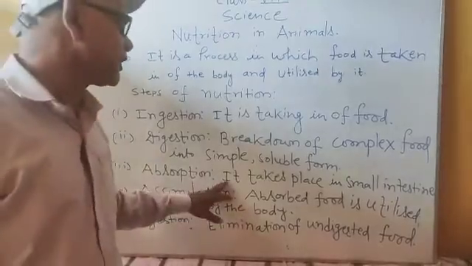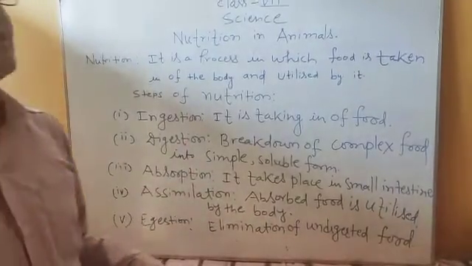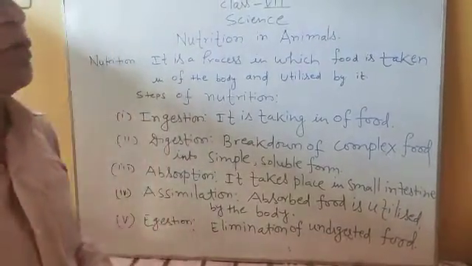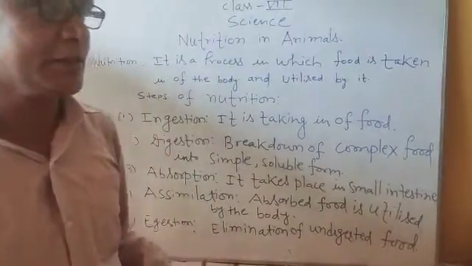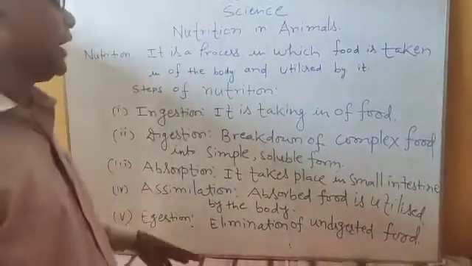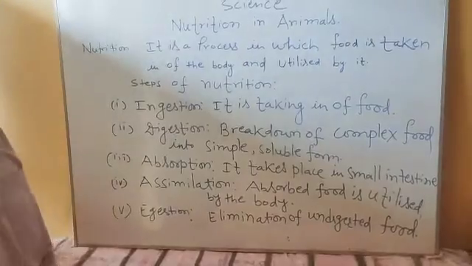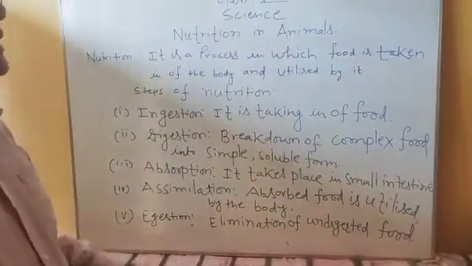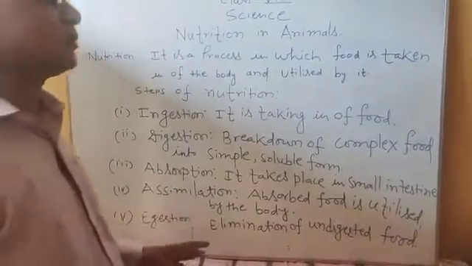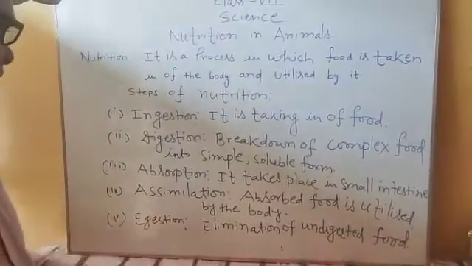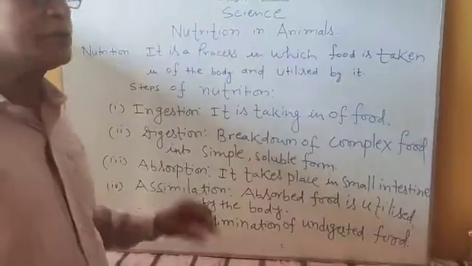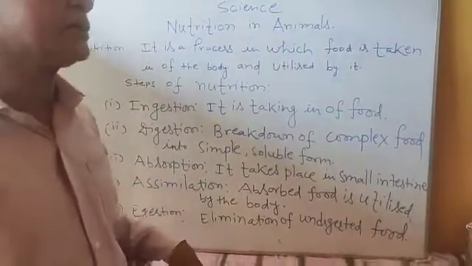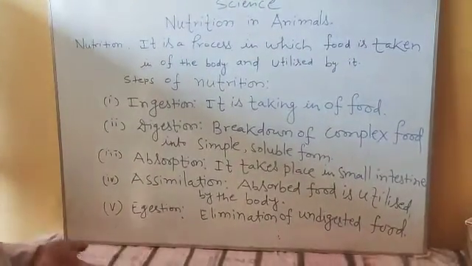Absorption. Absorption takes place in the small intestine. We know when the food is digested, then it is absorbed in the small intestine. A small intestine contains villi. Villi is that structure which absorbs soluble form of food and sends it into the blood.